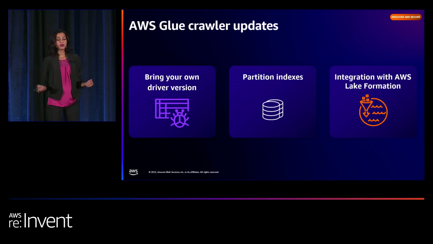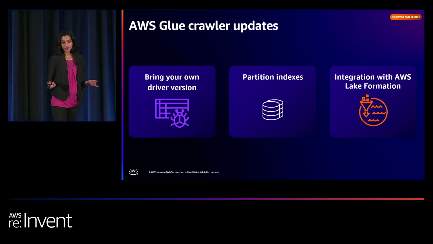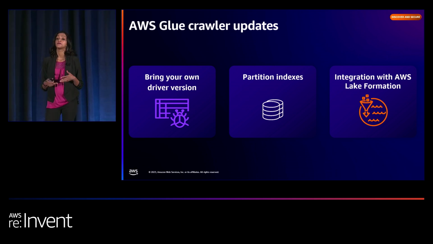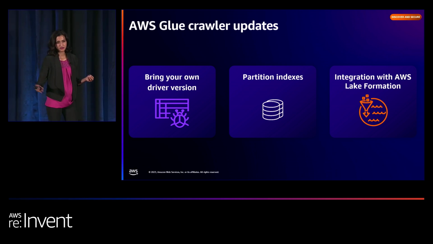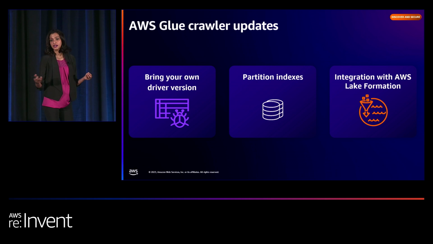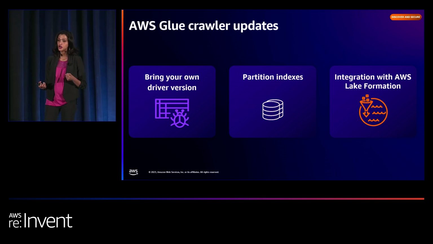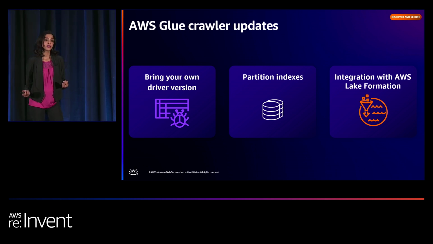And in crawlers, we have some new feathers to the portfolio. The very first update we have is that now we have bring your own driver version. So that means you can have your custom JDBC drivers that you want to be able to use as connectors to talk to your choice of data source. It could be your Postgres, MySQL. So you have your choice of connectors, and you can bring those JDBC drivers and plug them into your crawlers.